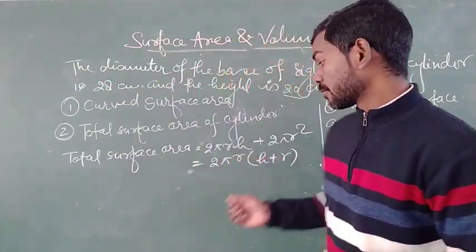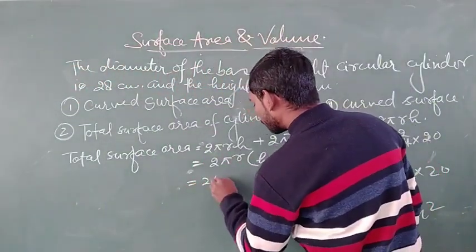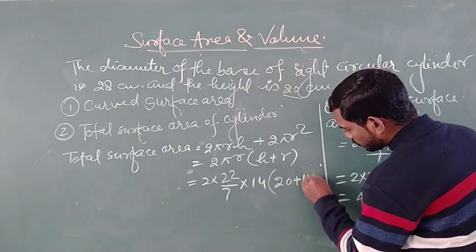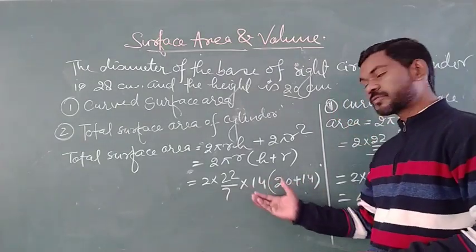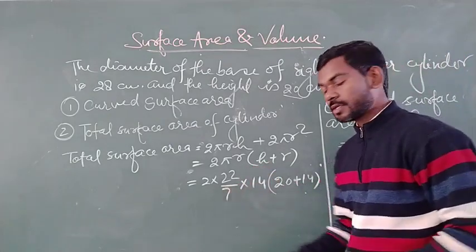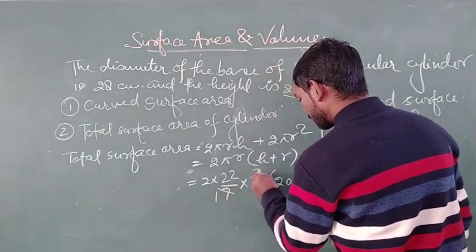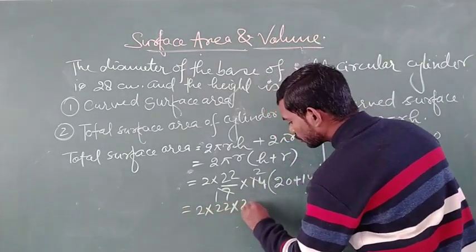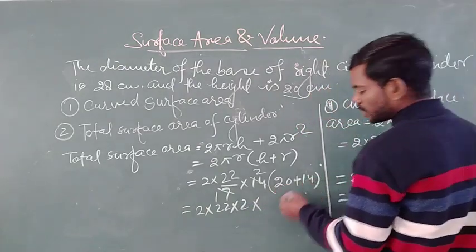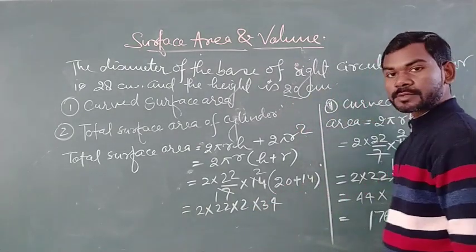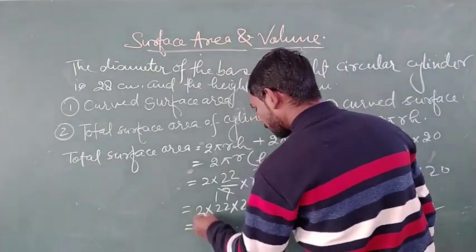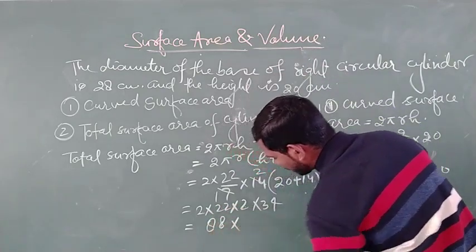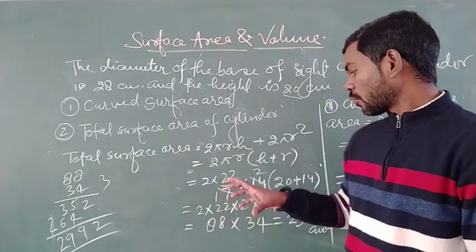Okay. Now put the value. We get 2 into 22 upon 7 into 14 and 20 plus 14. So in this way we substitute the value and now calculate it. So we get 7 1 is 7 and 7 2 is 14. Okay, and here we get 2 into 22 into 2 and multiply 20 plus 14 is equal to 34. Okay, now multiply, we get the total surface area of the cylinder.